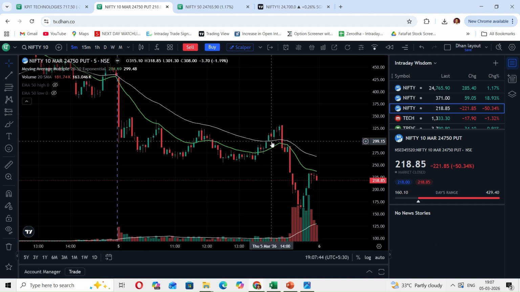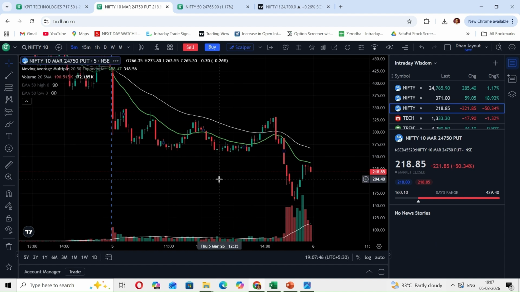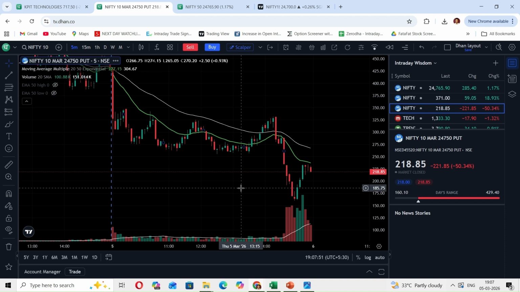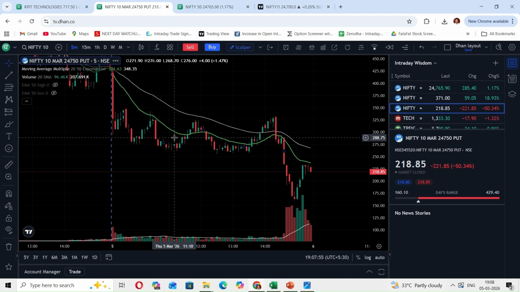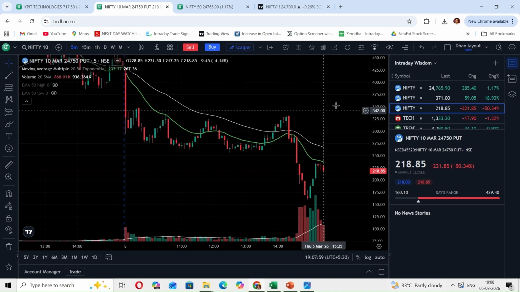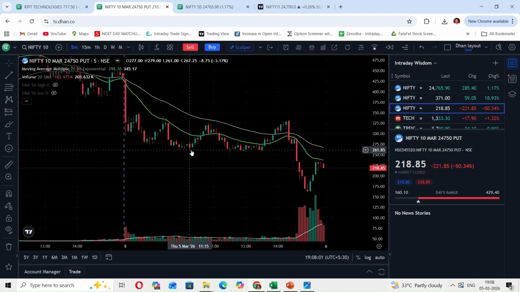how easy it is. If you had just followed this particular logic, the option buyers who lost money heavily today would have saved their capital, right? So remember this particular rule, the 20-50 MA logic. Perfect. So overall, in case of call option buying and put option buying, no trade was the best trade today.